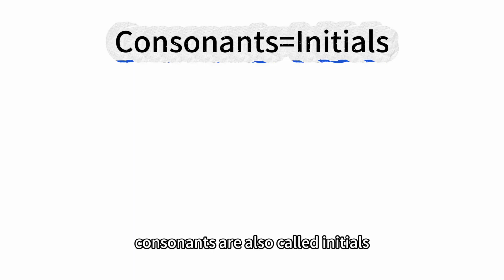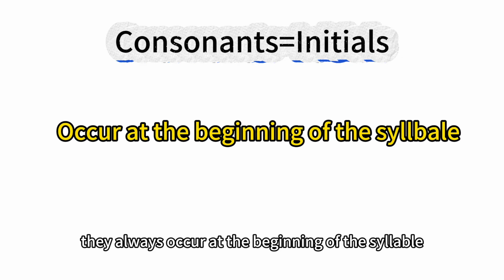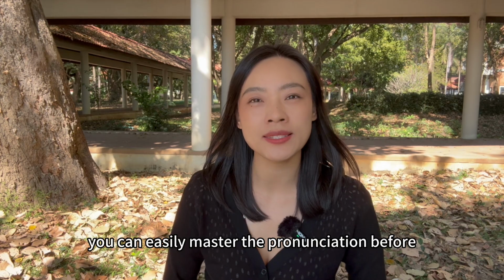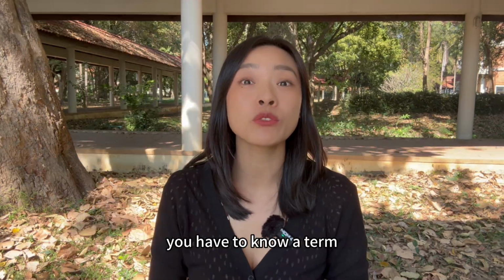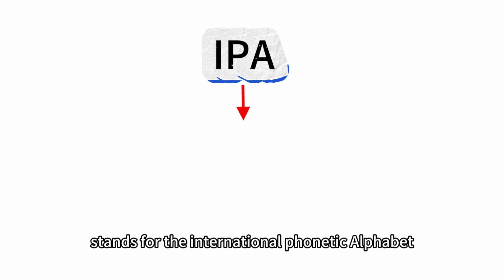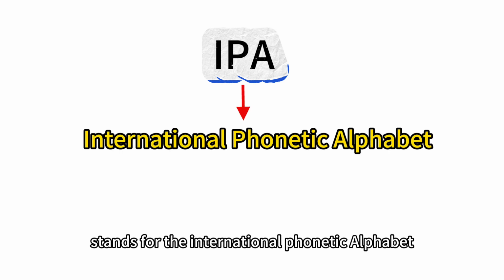In Chinese, consonants are also called initials. They always occur at the beginning of the syllable. And once you understand where your tongue goes, you can easily master the pronunciation. Before we start to learn how to pronounce them, you have to know a term, which is IPA. IPA stands for the International Phonetic Alphabet.